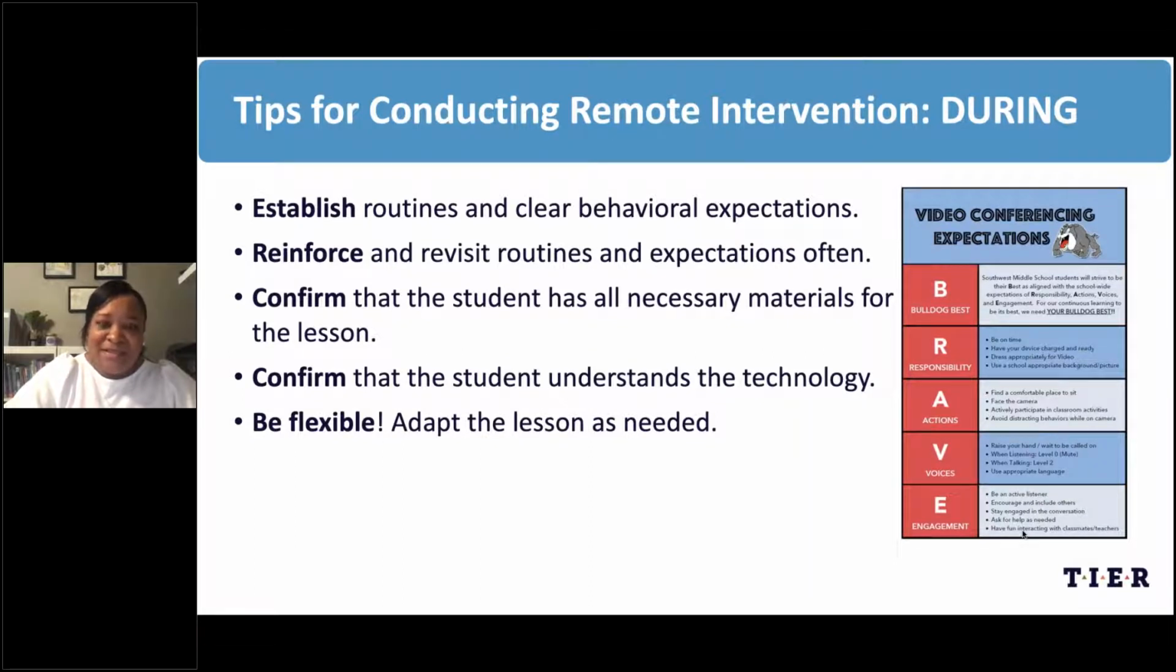The example that you see here on the slide, using the mnemonic BRAVE, is to help students remember to do their best, to act responsibly, to take certain actions like facing the camera and actively participating. Also, knowing how to voice their needs and how to engage.